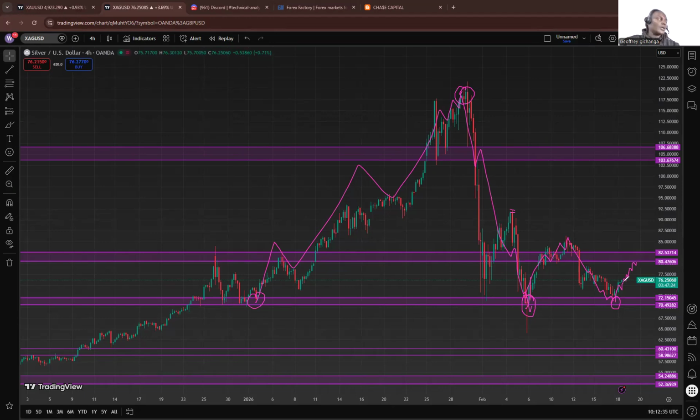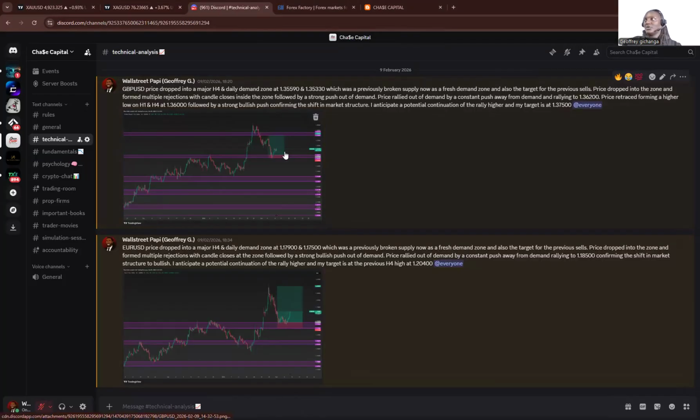So again, that is also a short-term play. So I want to see price rally to 80.47606 before we see a potential either reversal or a continuation. So for those two, I've mentioned those are short-term plays, all right? So we have that and more of these analyses.